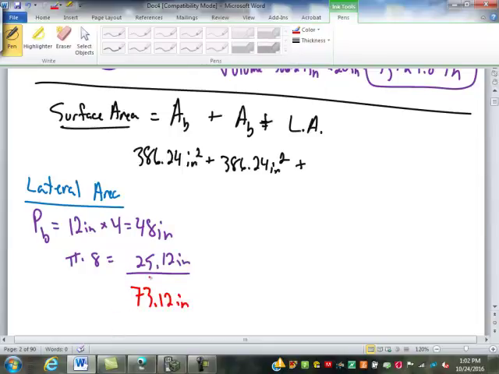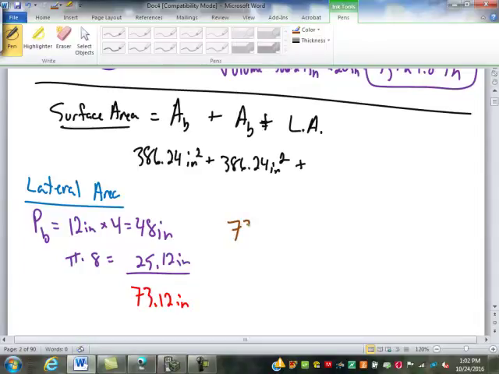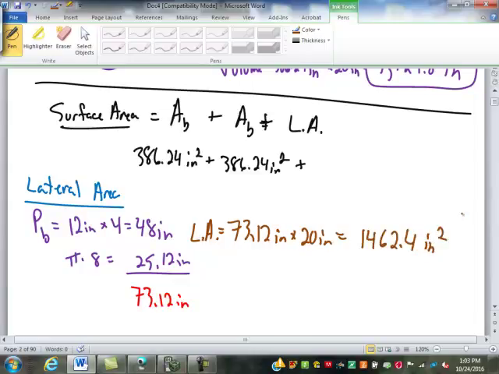Find the lateral area for me quick. So what are you going to take? 73.12 inches, which is the perimeter of our base, times 20 inches, which is going to be 1462.4 inches squared. Is that correct? Probably.